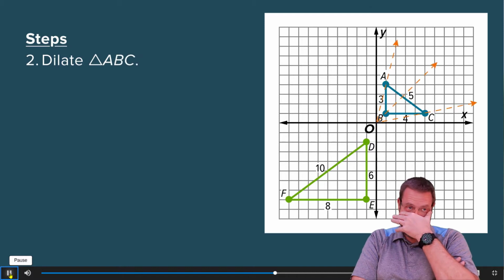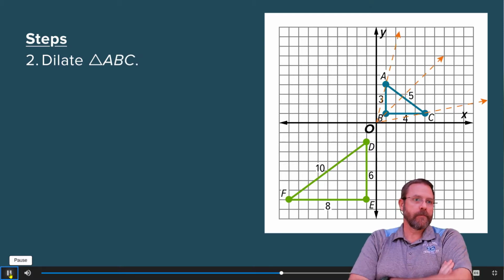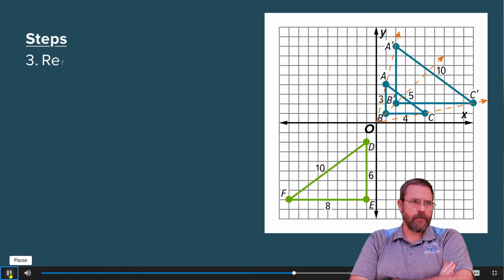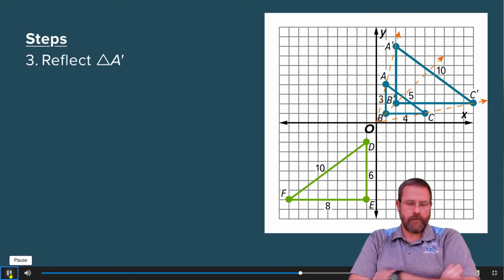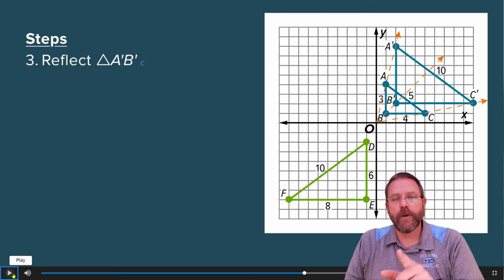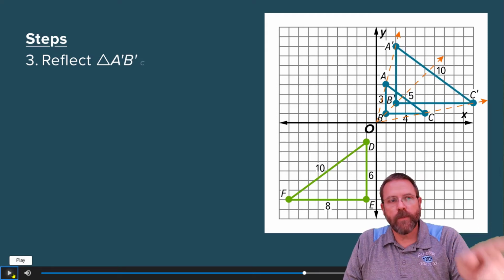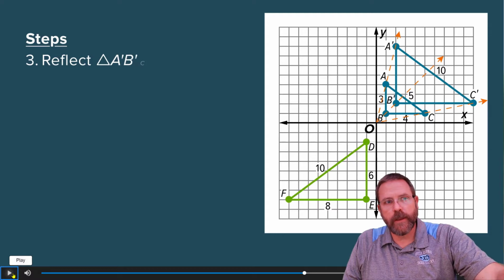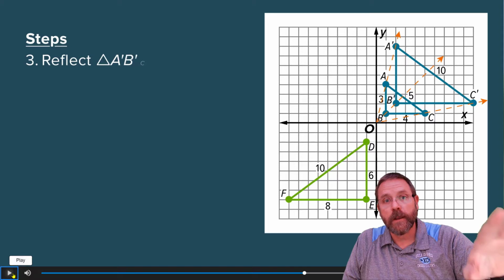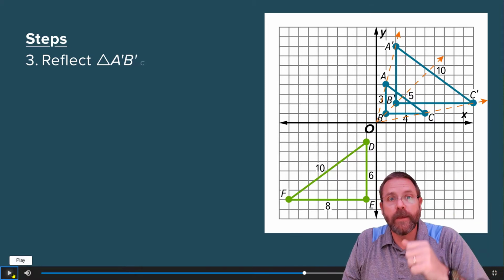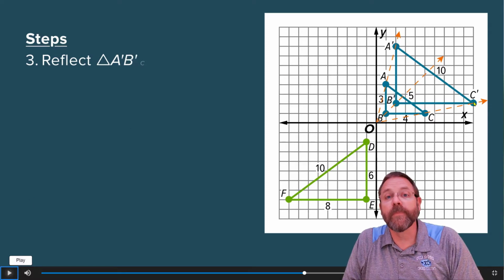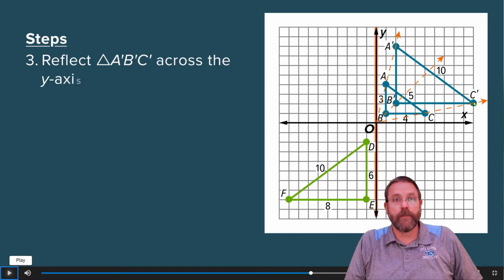Dilate triangle ABC with a center of dilation at the origin and a scale factor of 2. Next, reflect triangle A prime, B prime. Okay, stop right there. What did they just do? They multiplied each of the coordinates in each part of the coordinates, the A, the B, and the C coordinates, both X and Y, by that scale factor of 2 over 1, or 2, and that's how they got to the A prime, B prime, C prime. They dilated it out.